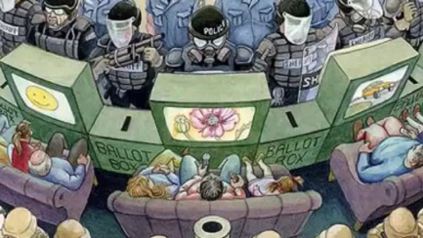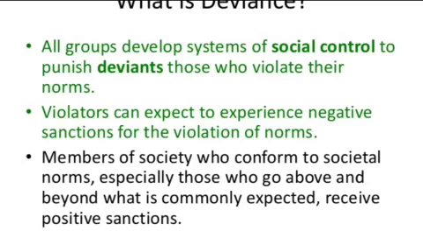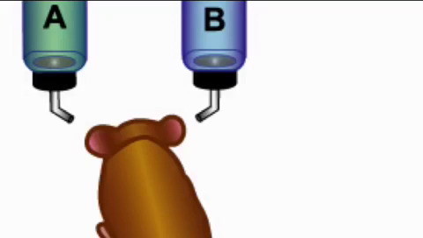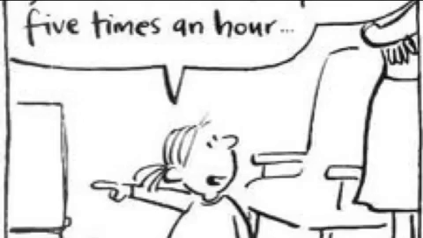All groups develop systems of social control to punish deviants. Deviants are those who violate their norms. Violators can expect to experience negative sanctions for the violation of norms. Not only does social control play a role in keeping America's patriarchy, but consumer choice also plays a role. Bourdieu argues that tastes are socially conditioned and that the objects of consumer choice reflect a symbolic hierarchy that is determined and maintained by the socially dominant in order to enforce their distance or distinction from other classes of society.